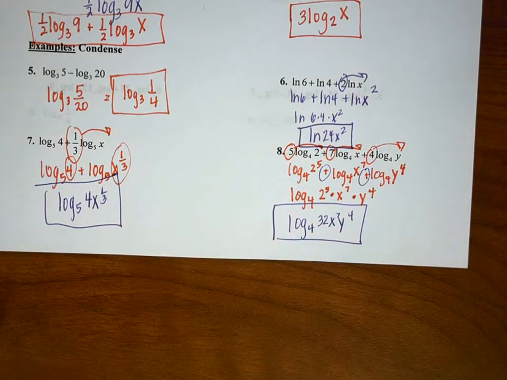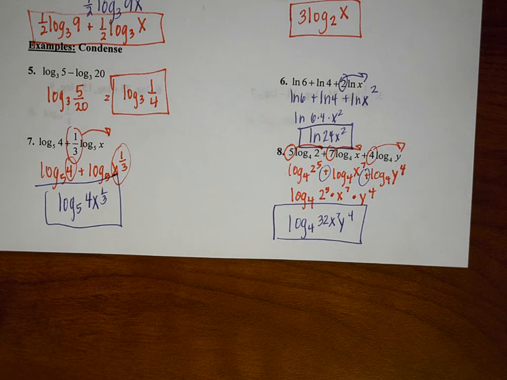When you finish condensing, there shouldn't be any numbers in front of the log, and you shouldn't have any pluses or minuses. It should all be condensed into one statement. Okay? All right, questions?